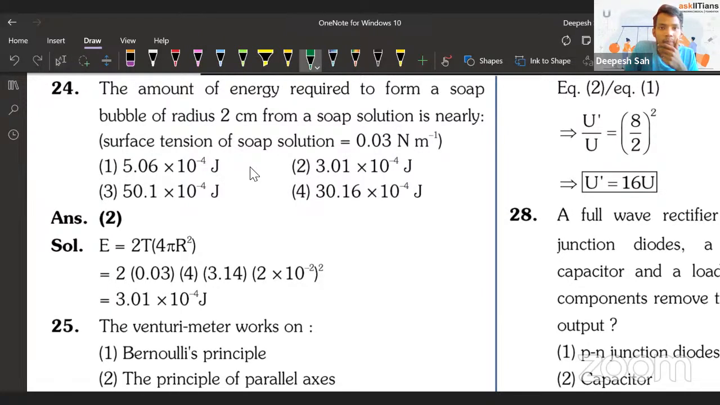So what do you actually require? We can say that surface tension or surface energy, if I want to calculate, I will write the formula. Surface energy is equal to sigma into the increase in area. Sigma is surface tension, which is already given in the question, and increase in area, so I should write delta A.